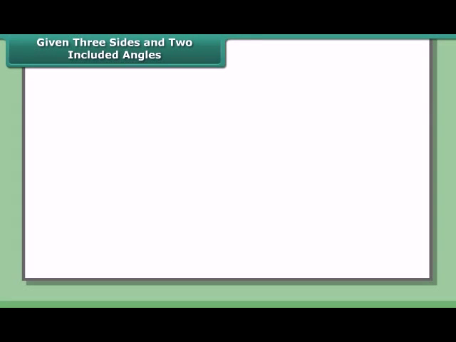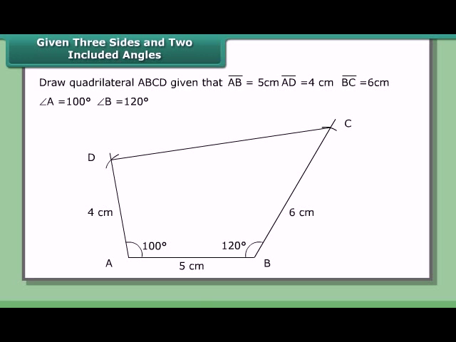Given three sides and the two included angles. Draw quadrilateral ABCD, given that AB is 5 cm, AD is 4 cm, BC is 6 cm, angle A is 100 degrees, angle B is 120 degrees.